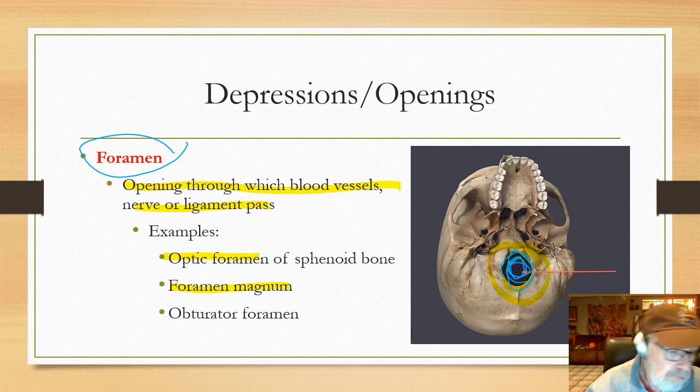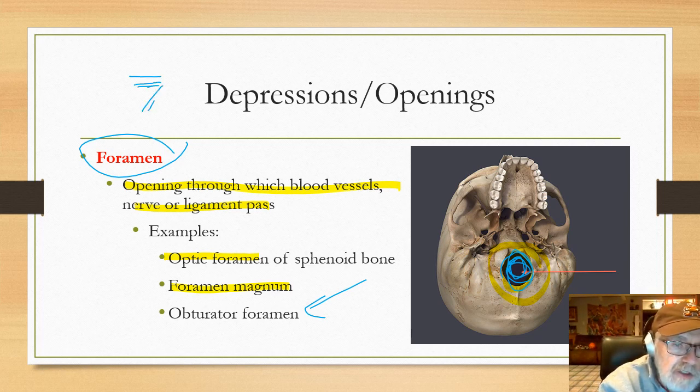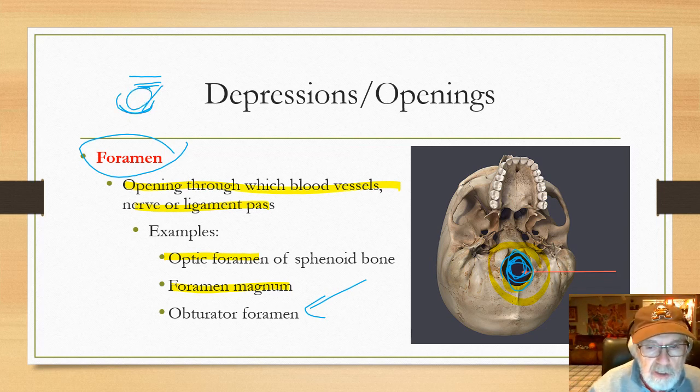Magnum means large, obviously. We also have the obturator foramen, which we showed before. Remember we talked about the pubis from the pelvis coming this way, and the ischium sitting down here. It created a hole in there, which is called the obturator foramen. So that's in the pelvis. But a foramen is an opening through which blood vessels, nerves, or ligaments can pass.